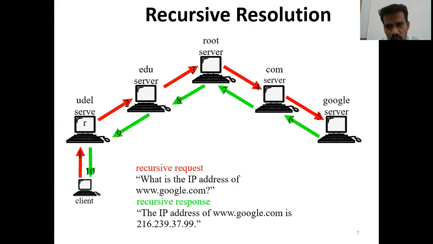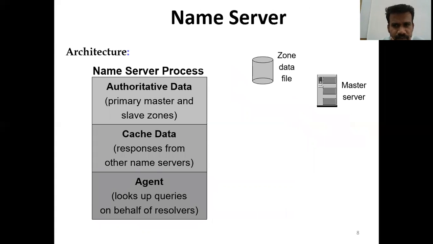But each time when the Google server sends back in the process, the COM server has a cache server. Inside the cache memory, it will store the IP address of google.com by itself. So look at the name server and its architecture. The name server contains three things: authoritative data, cache data, and agent data. Okay, so this is how the name server processes and gets the IP address for a domain name.